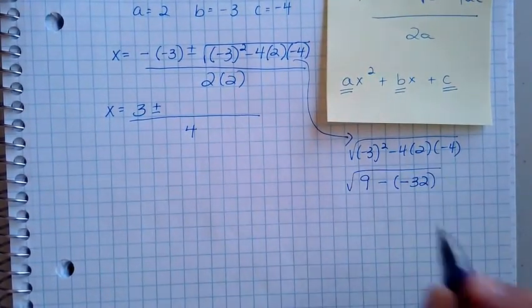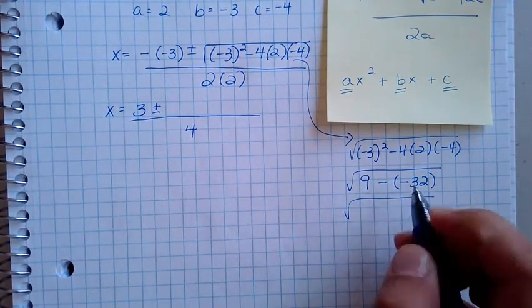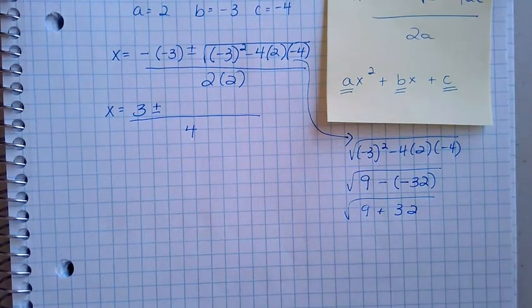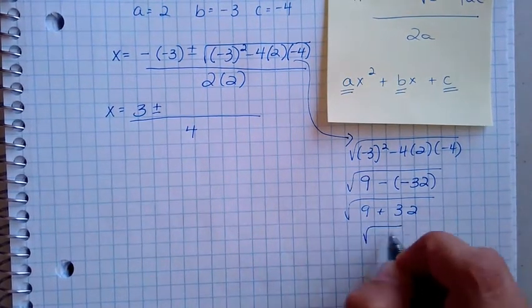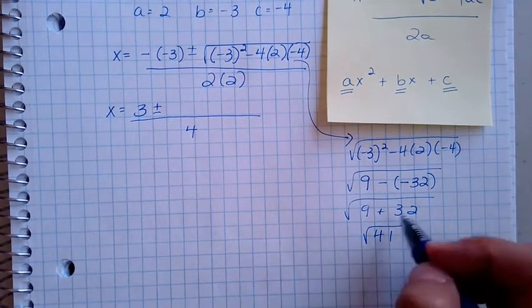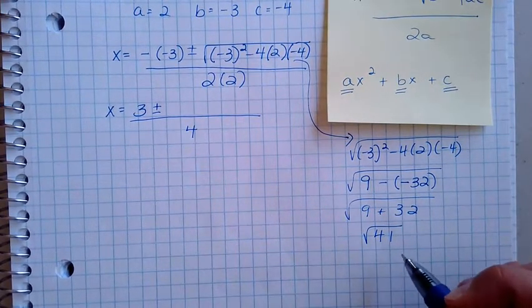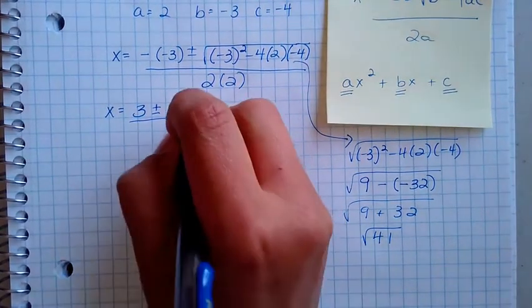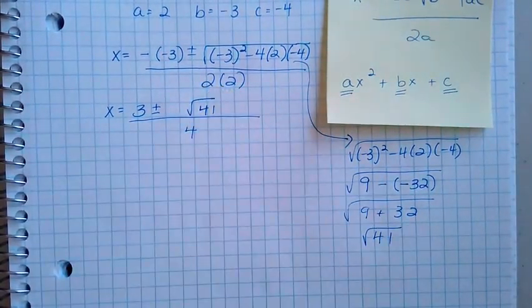So that's still under the square root. And then we get 9 minus a negative, which is positive. So 9 plus 32. 9 plus 32 is going to be 41. That's not nice, okay? So we're just going to leave it as root 41. If this was, let's say, 40 and we could simplify that, we would want to do that. So I'm going to put the 41 up here, okay? And then I'm going to see if there's anything else I can do.